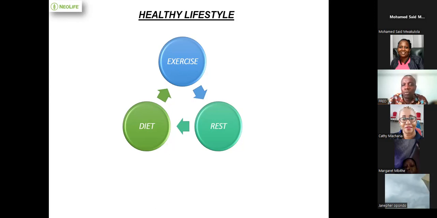Do something that will cause your heart to palpitate. When your heart palpitates, it actually fixes issues and problems that you may have around the body. Then you need to rest at least 6 to 8 hours in a day. Very, very important.